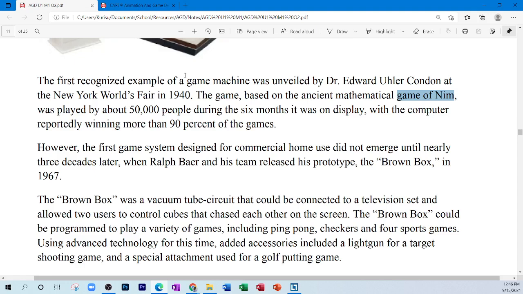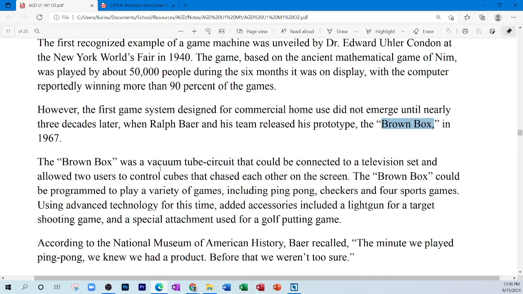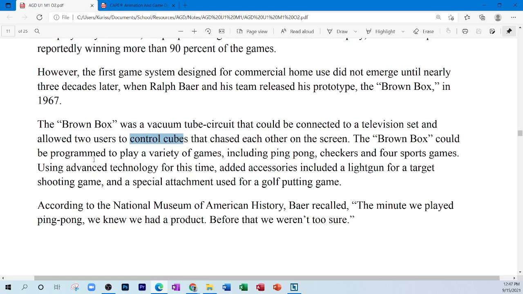Because if you watch some of those histories of games, they would show how games evolved, and I guess Nim would also be a part of that because that's one of the first games that would have been developed. Now, that was a game for more of a commercial base. For home use, that was until 1967, when we had the Brown Box by Ralph Baer. It was a vacuum tube circuit connected to the television set. It had users control cubes that chase each other on the screen. It could be used for playing ping pong, checkers, sports, and so on.